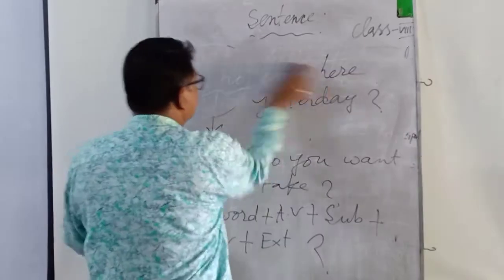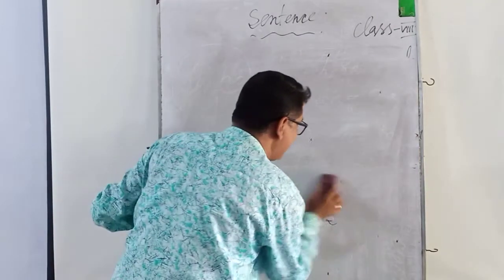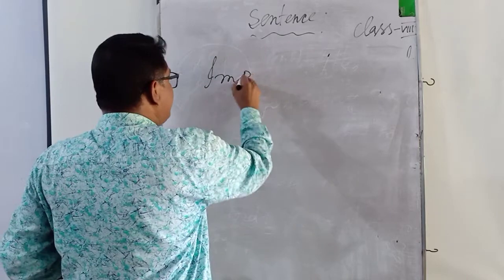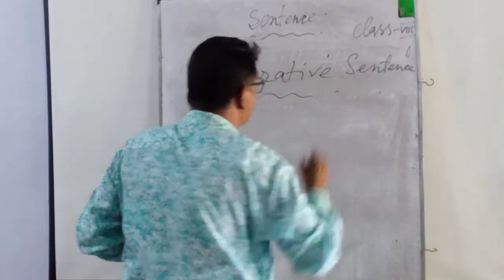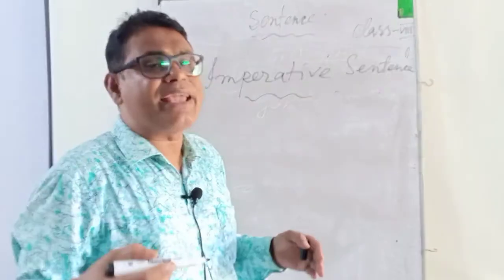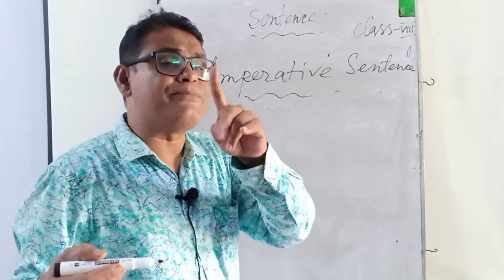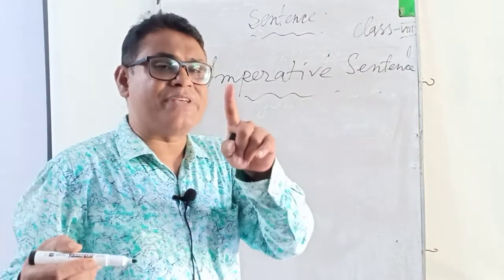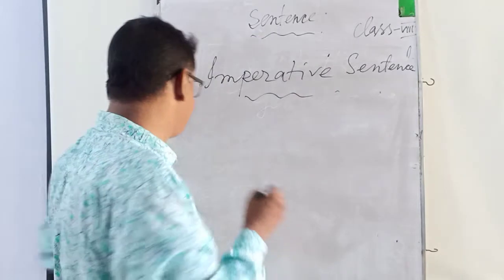Now come to the imperative sentence. Considering the structure, how can you identify an imperative sentence? I can write an imperative sentence with a verb. There is no subject; we cannot use a subject in this sentence. In all imperative sentences the subject you is understood, so we cannot write you as the subject.